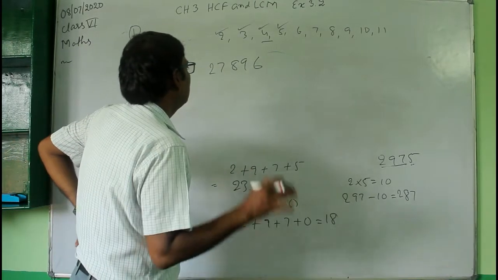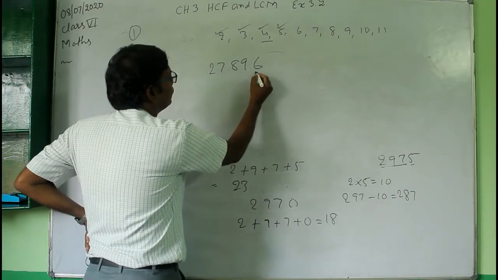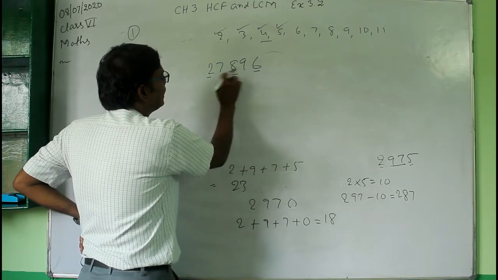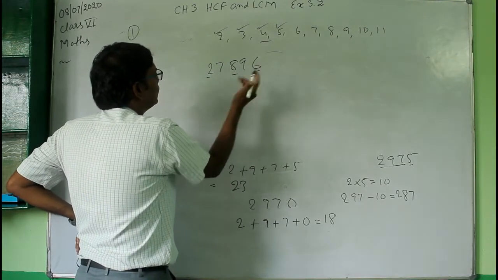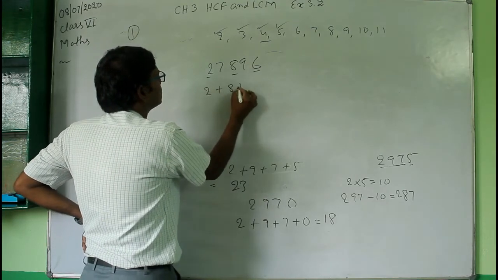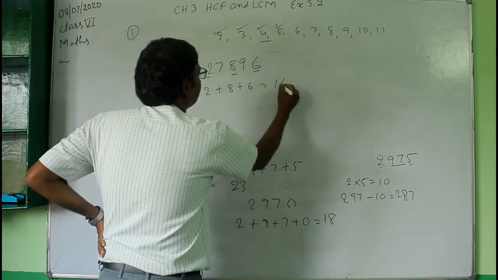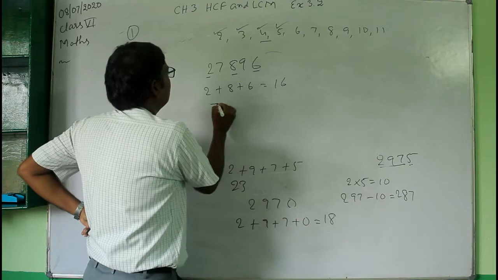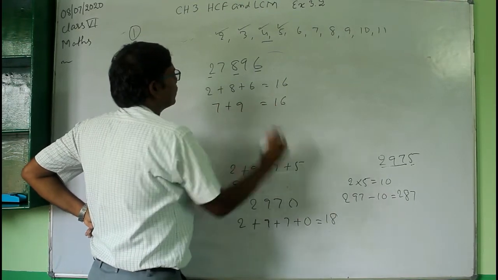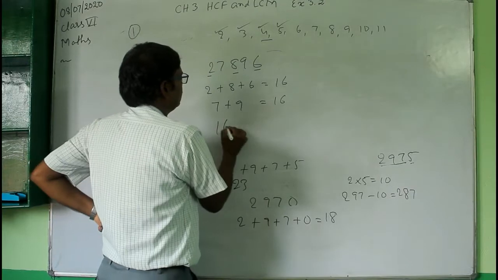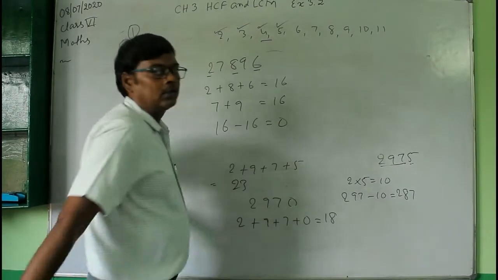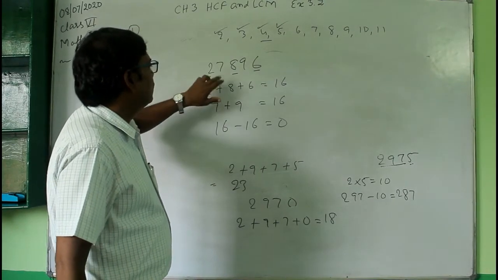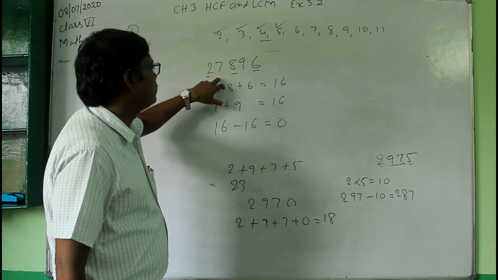Listen carefully. Here, see the digits. We will take 6, 8, 2 alternately, that is, leaving a gap. So we have taken 6, 8 and 2. Then add 2 plus 8 plus 6, right? That is 16. Now add the other digits also, 7 and 9. So 7 plus 9 is also 16. Now 16 minus 16 is 0, and therefore the difference is 0 here, and therefore this number must be divisible by 11.